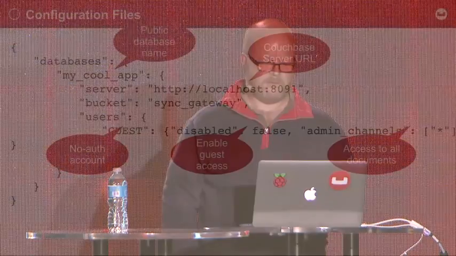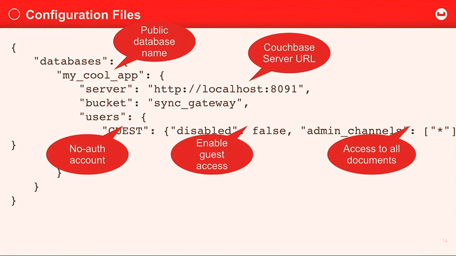So let's have a look at an example of a simple configuration file. So in here, we're defining one or more databases. And in this case, we're defining a database, myCallApp, and that's its public database name that will be exposed over HTTP on the public port and the admin port. We're going to now use Couchbase Server as our data storage. So we are going to provide a server URL to connect to our Couchbase Server, and we define the name of the bucket that we're going to use on Couchbase Server.